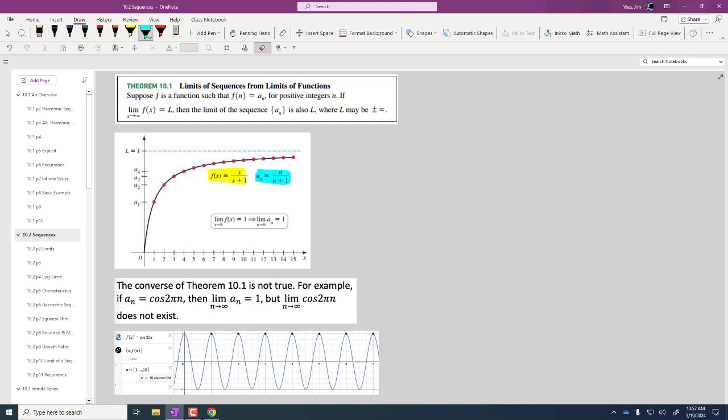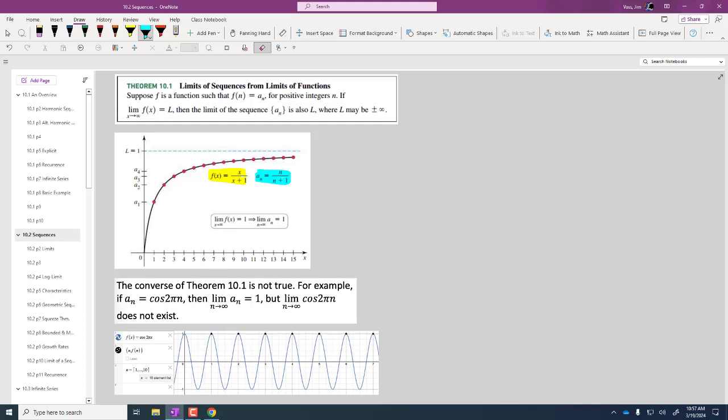Okay? The first thing is that if we have a sequence that's defined as a function, and we take that parent function, the continuous function, and that parent function has a limit L at infinity, i.e. a horizontal asymptote, then the limit of the subset, the sequence, the dots, the discrete subset, is also L, including if the limit is plus or minus infinity. So what this tells us is that you can turn all the n's to x's and then do calculus.